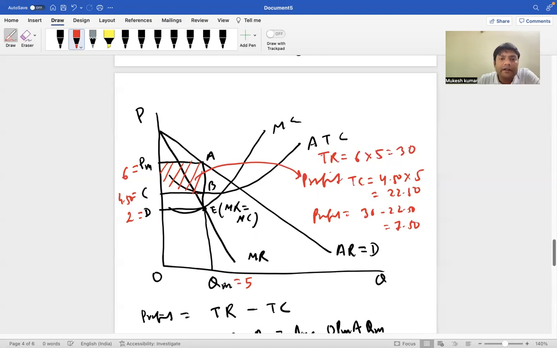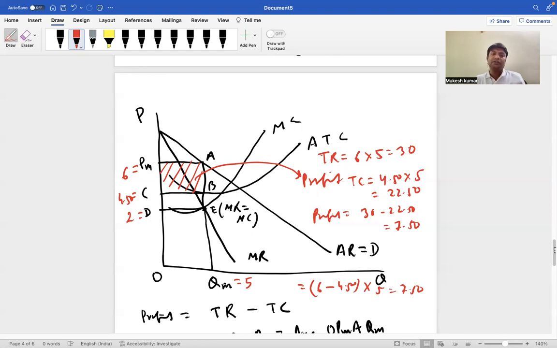Or, another way, you can calculate the profit by calculating the area of CPMAB. What is the area? The area of this rectangle, that is the profit area, is 6 minus 4.50 into this 5. That will be 7.50. Okay, so this is the profit under the monopoly.